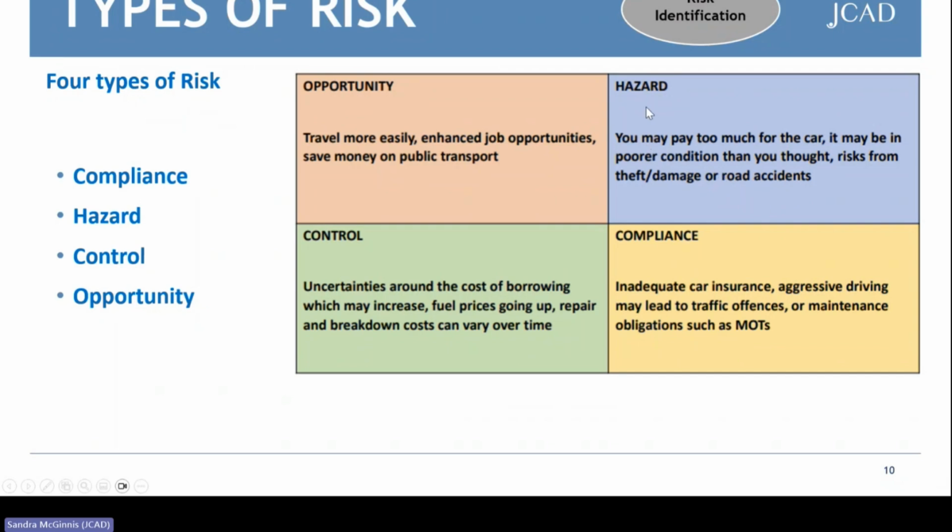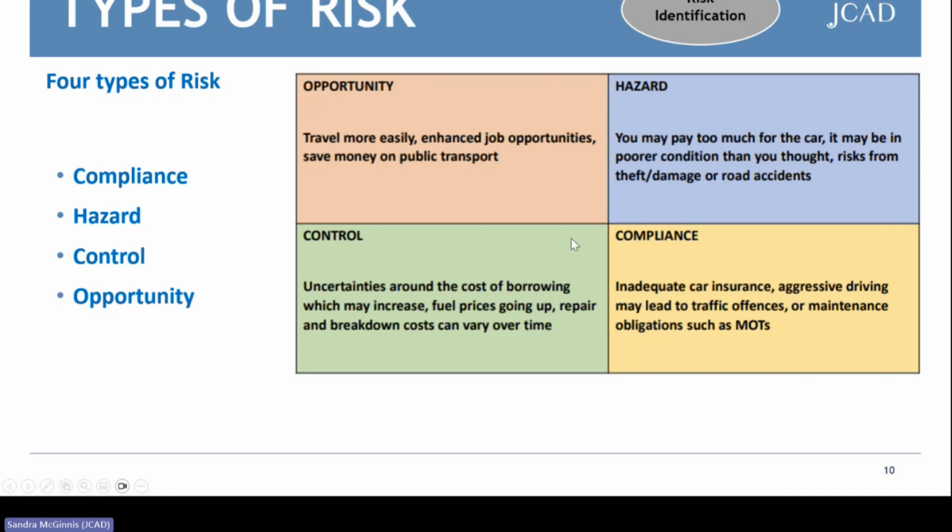So when you're buying a new car, your hazard risk then may be that you possibly buy too much for it. You might buy a second-hand car, and when you get home or a few months later, you realise it was in a poorer condition than you first thought. Your compliance risks are around adequate car insurance. You have to have MOTs on most cars. Your control risks around your borrowing.